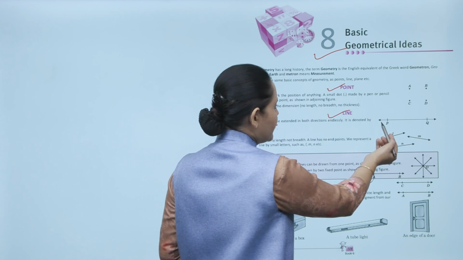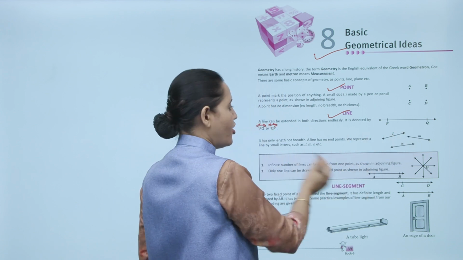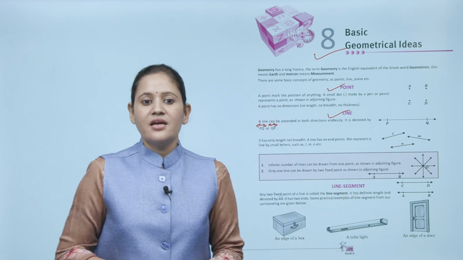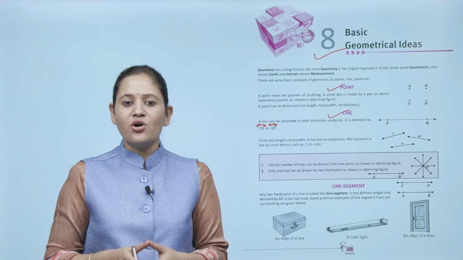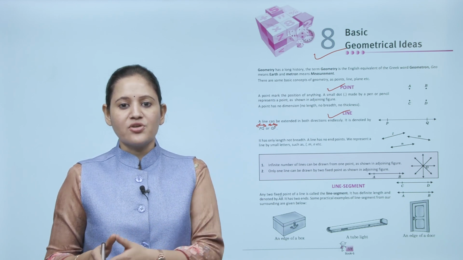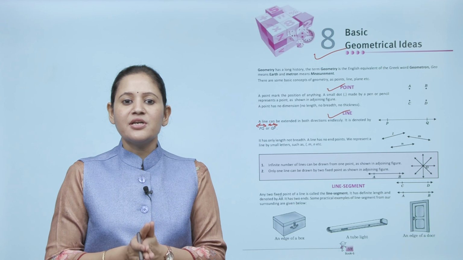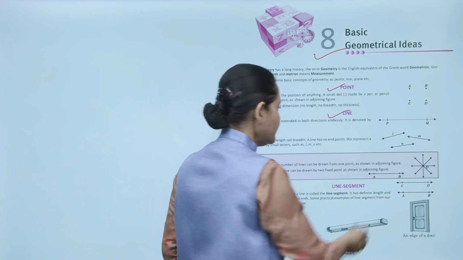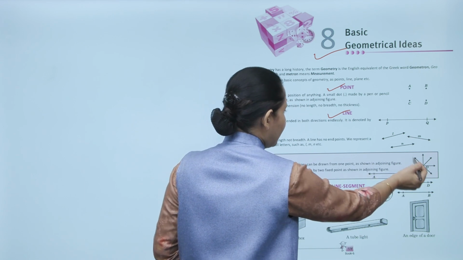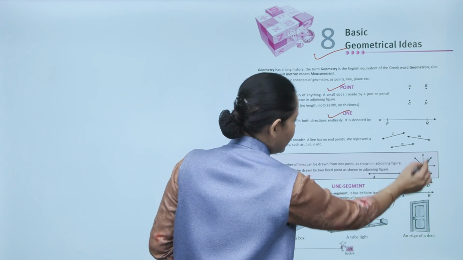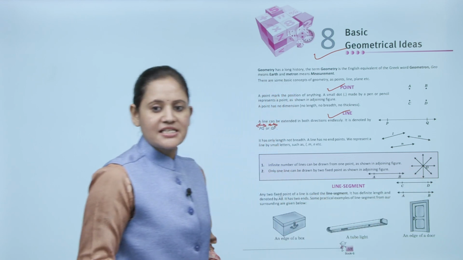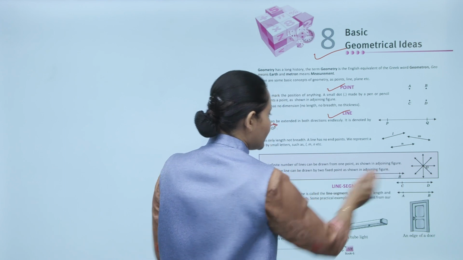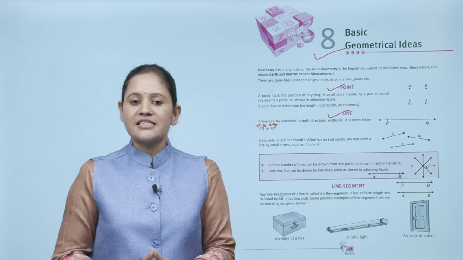So, we can write the line PQ like this, or we can write lines l, m and n by small letters. An infinite number of lines can be drawn from one point, as shown in the adjoining figure. Only one line can be drawn through any two fixed points. We can draw as many lines as we want through a point, but with two fixed points we can draw only a single line like this.